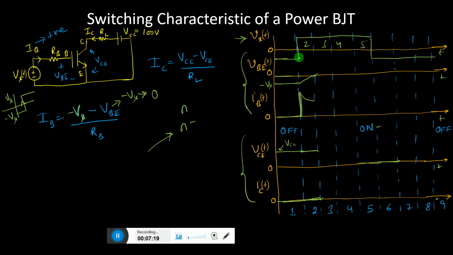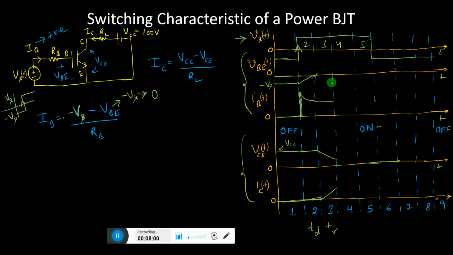So we find that even though we turn it on, there is a change on the input side, but there is no change on the output side, and this is because of the N minus layer, and that is why this is called the delay time. Now after the delay time is over, the N minus layer gets filled, and then this will behave normally. Now the VCE will try to fall and IC will try to rise, and this time will be called the rise time.